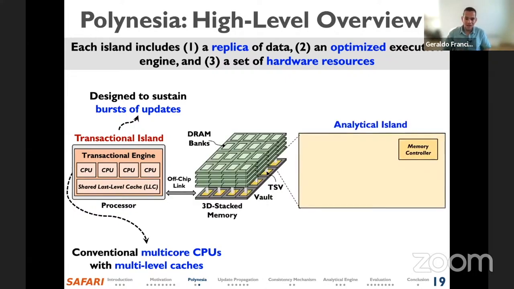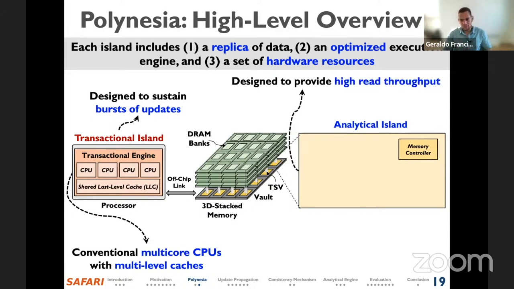Second, the analytical islands is implemented inside the logic layer of a 3D stack memory, as depicted here in the picture. The 3D stack memory connects layers of DRAM banks with a layer of logic using high throughput through silicon vias, or TSVs. The vertical partitions of a 3D stack memory are called vaults, and we place hardware resources inside each vault of the 3D stack memory, including an execution engine tailored for analytics and a replica of the data. The analytical island is designed to provide high read throughput.